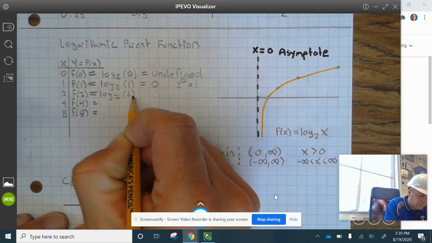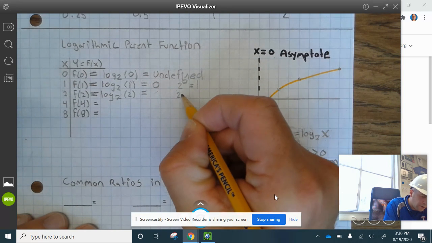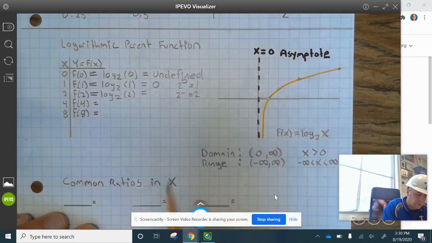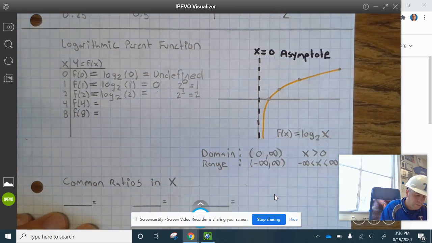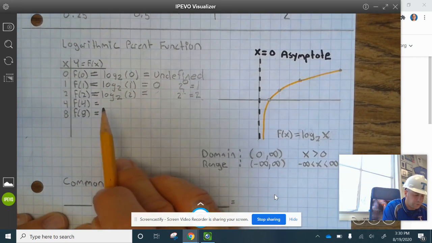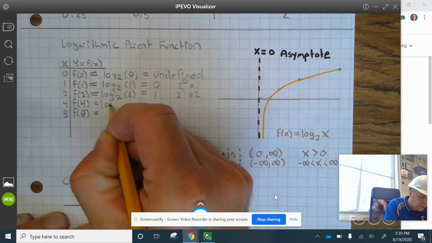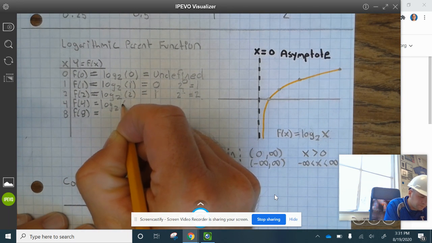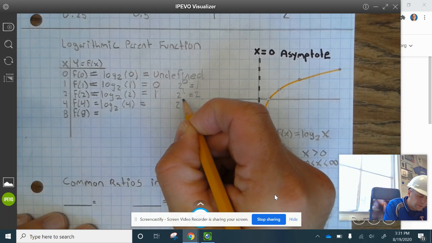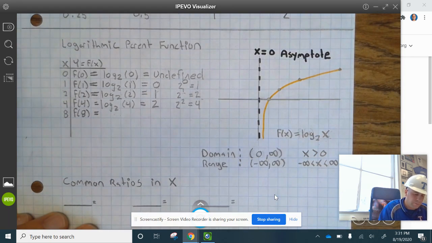All right, so now here we have log base 2 of 2 equals. Again, you ask yourself, 2 to what power equals 2? Well, 2 to the first power equals 2. So log base 2 of 2 equals 1. Okay, so now we have log base 2 of 4. And again, you ask yourself, 2 to what power gives you 4? 2 to the second power equals 4. So log base 2 of 4 is 2.